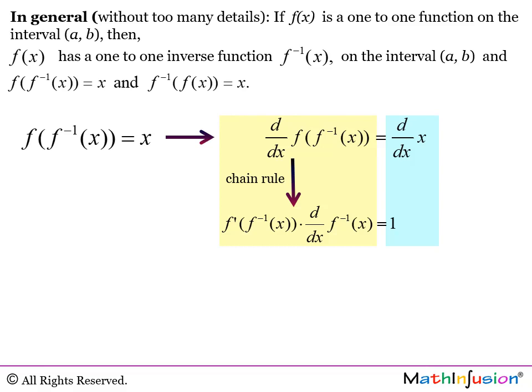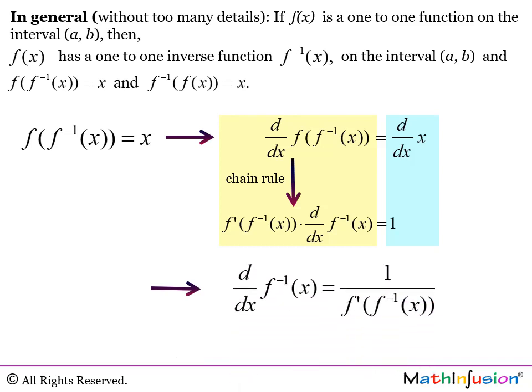Let's apply the chain rule from the left side. It is the derivative of the outer function f, and we get f prime of f to the negative 1 of x times the derivative of the inner function, which is the derivative of f to the negative 1 of x. But now I can find what is the derivative of f to the minus 1 of x. It is 1 over f prime of f to the negative 1 of x.